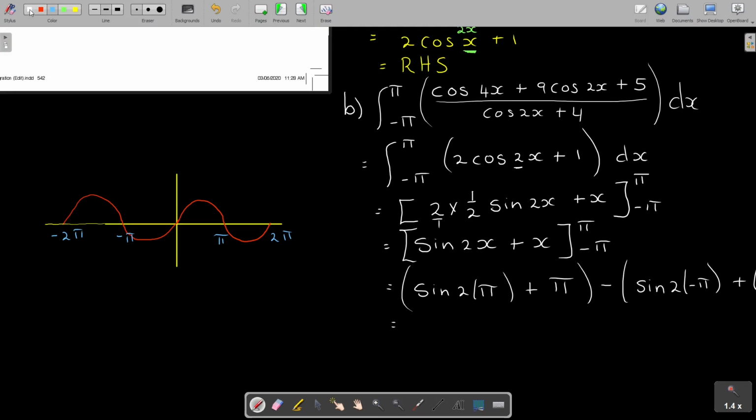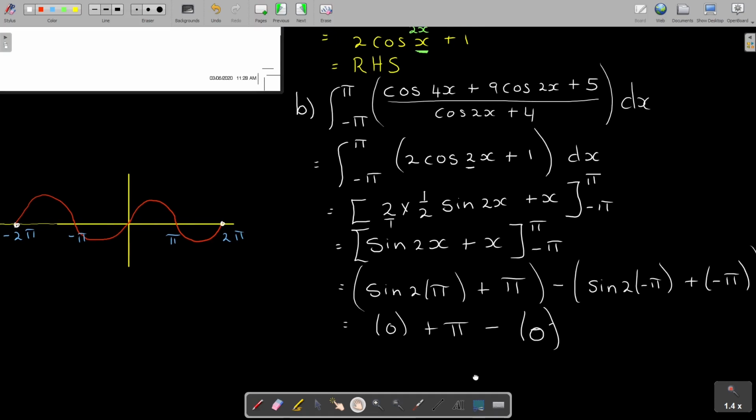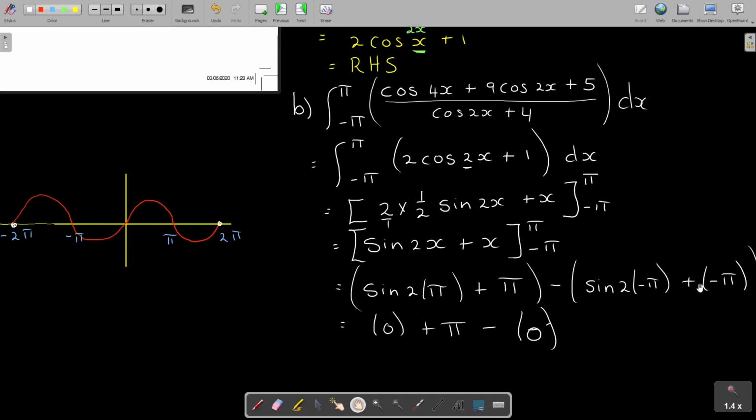You have everything. So sin 2 pi, that's there. And what is that going to be? 0. Plus the pi, just the pi on its own, minus, and now this is going to be sin of negative 2 pi, but that is going to be, again, 0. Not negative, it's just 0. And then, don't forget, a negative, this is becoming a negative, do you see? Times that negative, and it's going to be plus pi. And that pi plus pi is 2 pi. And that's how I do it.